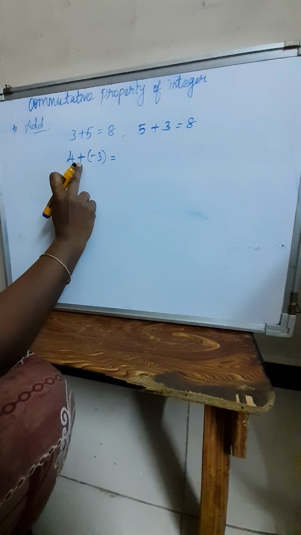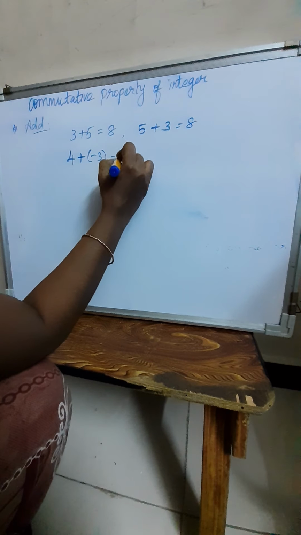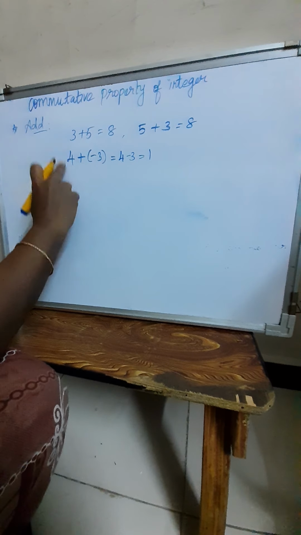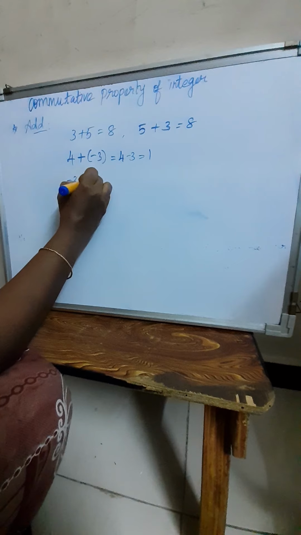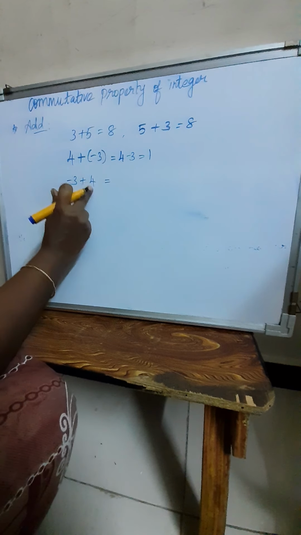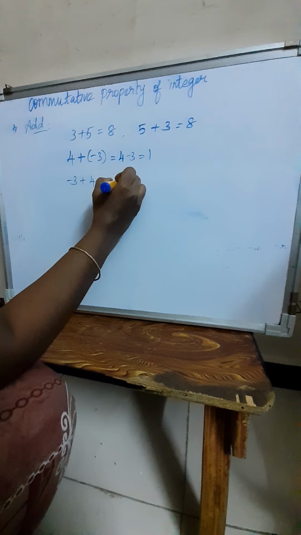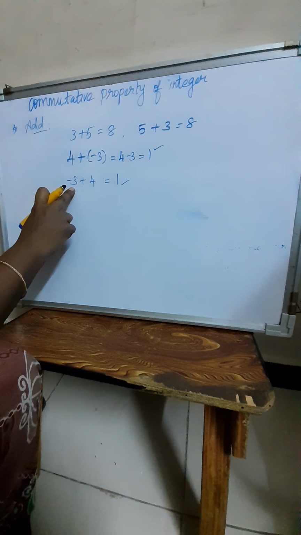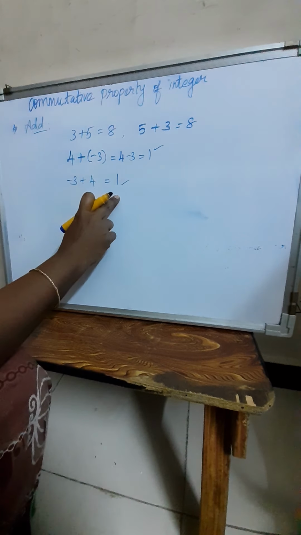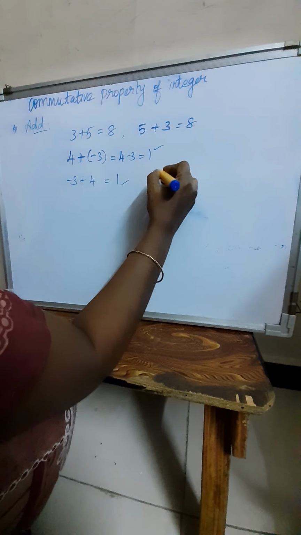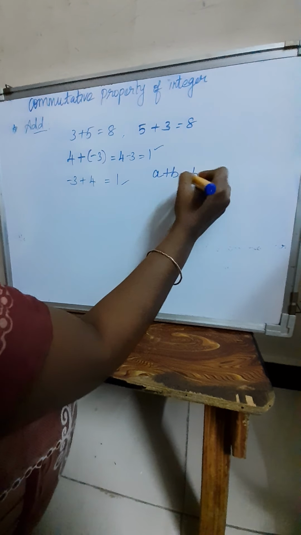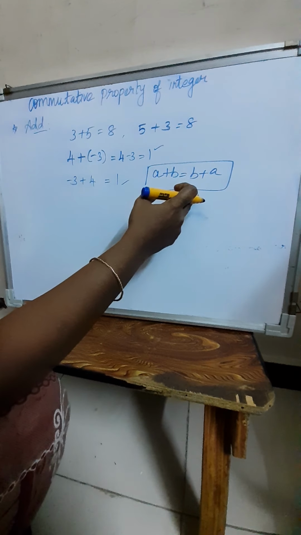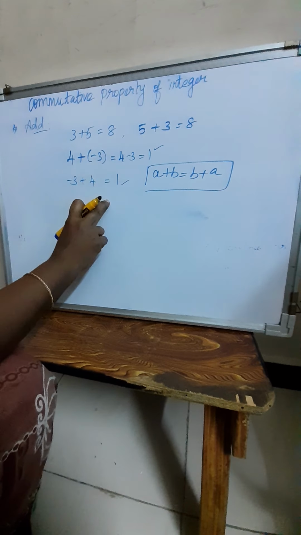What will be the answer? Plus into minus, minus. So 4 minus 3 equals 1. If I interchange and add, minus 3 plus 4, again the answer is 4 minus 3 equals 1. So see, 4 plus minus 3 and minus 3 plus 4, the answer is 1. So this satisfies A plus B equals B plus A. If we interchange and add any two integers, the answer is also an integer.